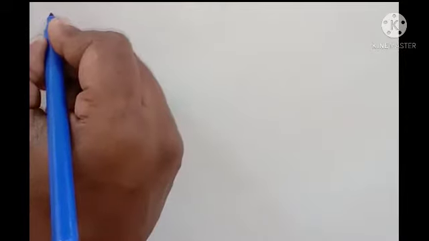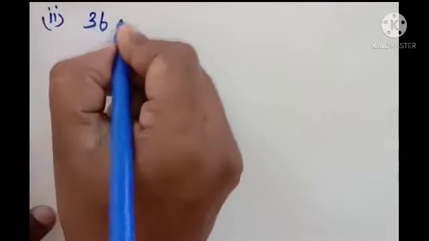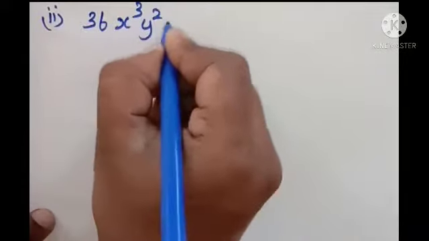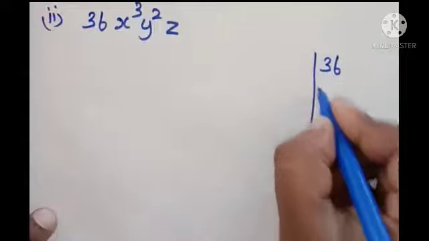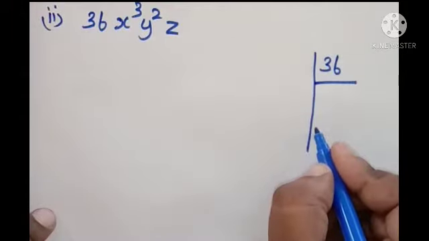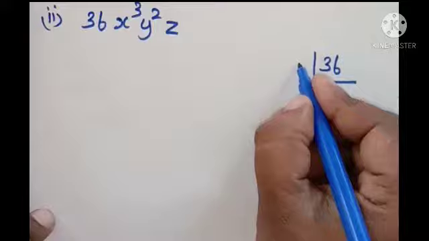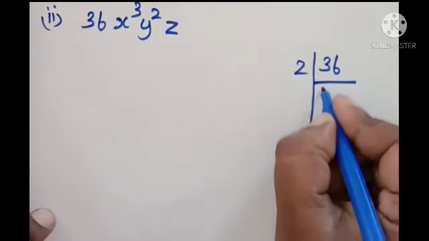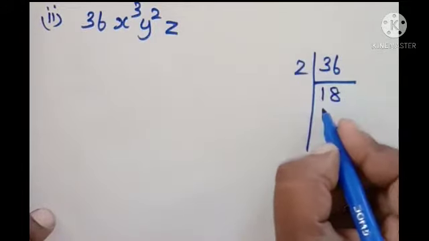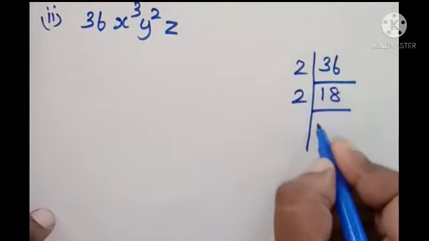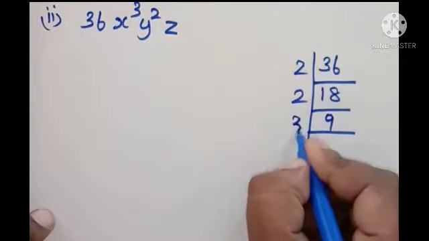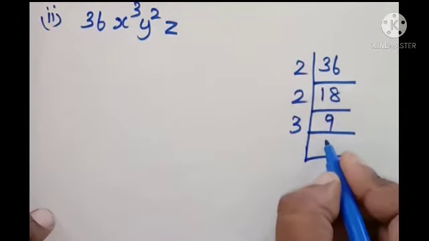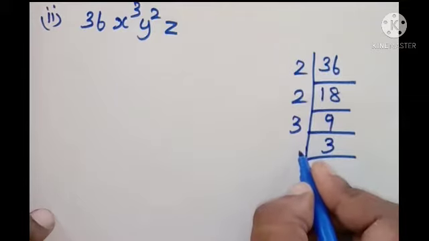And the second one is 36 x cube y squared z. Here the factors of 36 can be found by using prime factorization. 2 ones are 2, 2 threes are 6, 18. 2 nines are 18, and again it is divisible by 2. Here it is 9, and when we take the 3 table, 3 into 3 is equal to 9.